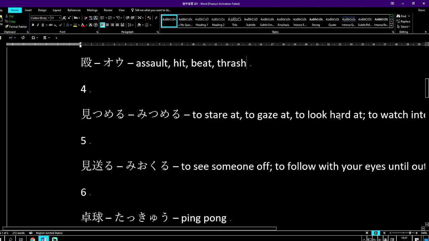Mitsumeru. We've already learned this kanji. This is the look at kanji. Mitsumeru is to stare at or look intently at something.